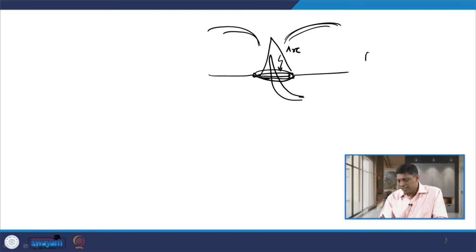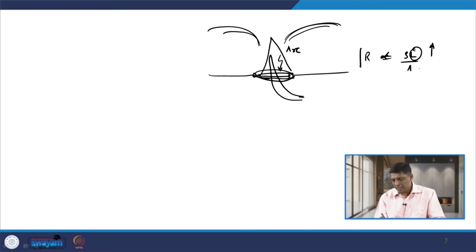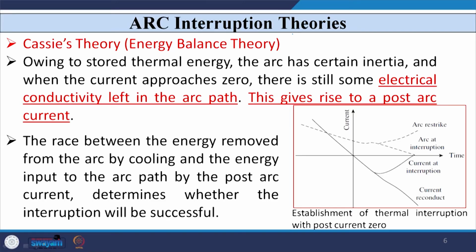If the arc is lengthened, we know that the resistance of the arc is proportional to rho L by A, right, where A is the area. So, if you lengthen the arc, that means L increases, then R also increases. So, the resistance of the arc increases, and there are fair chances of quenching or extinguishing of the arc. This type of theory also exists, and nowadays in recent circuit breakers, lengthening of the arc and cooling of the arc are simultaneously done by the same single equipment. So, this is all about Cassie's theory.